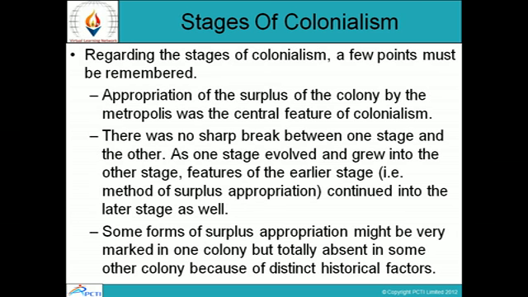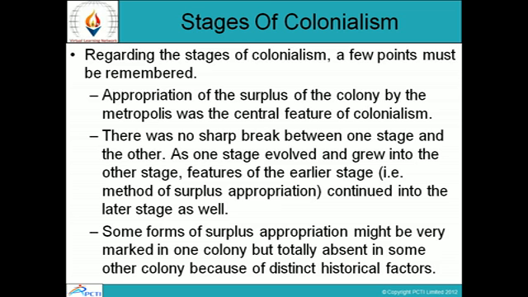Stages of colonialism. Regarding the stages of colonialism, a few points must be remembered. Appropriation of the surplus of the colony by the metropolis was the central feature of colonialism. There was no sharp break between one stage and the other. As one stage evolved and grew into the other stage, features of the earlier stage, that is the method of surplus appropriation, continued into the later stage as well.